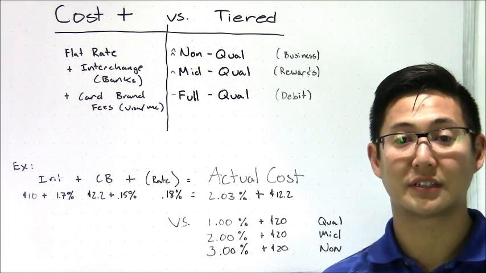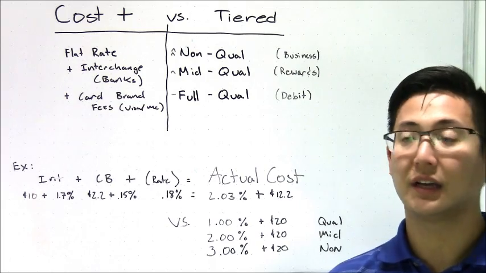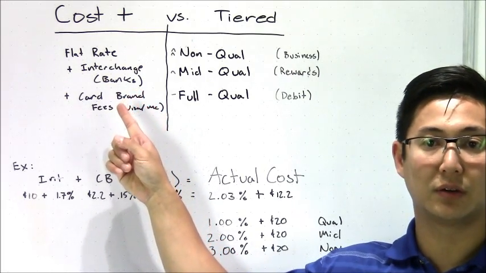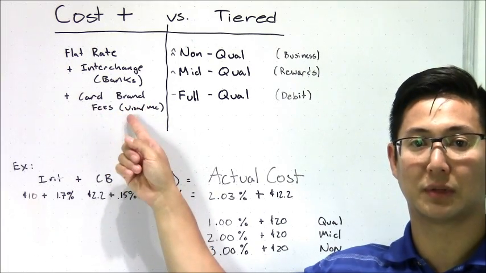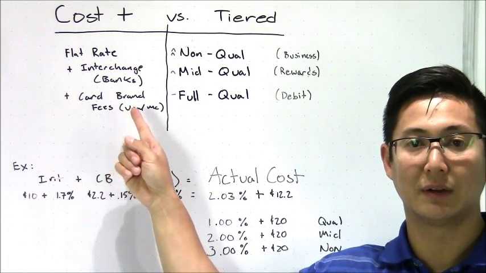So overall, if you want to save money on credit card processing, cost plus pricing is the way to go. That's the way all the major Fortune 500s process their cards. They use cost plus pricing. It saves you money. It's transparent.